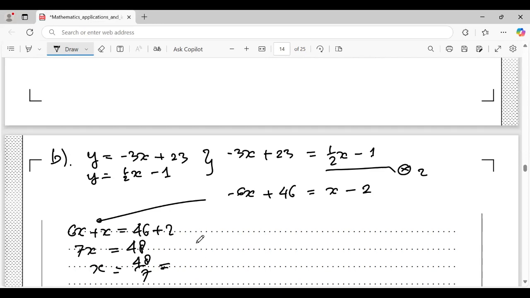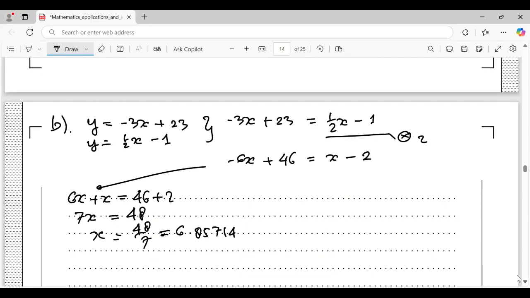Okay, I will calculate first with the calculator. 6.85714, rounded to four significant figures, 6.857 is four significant figures.